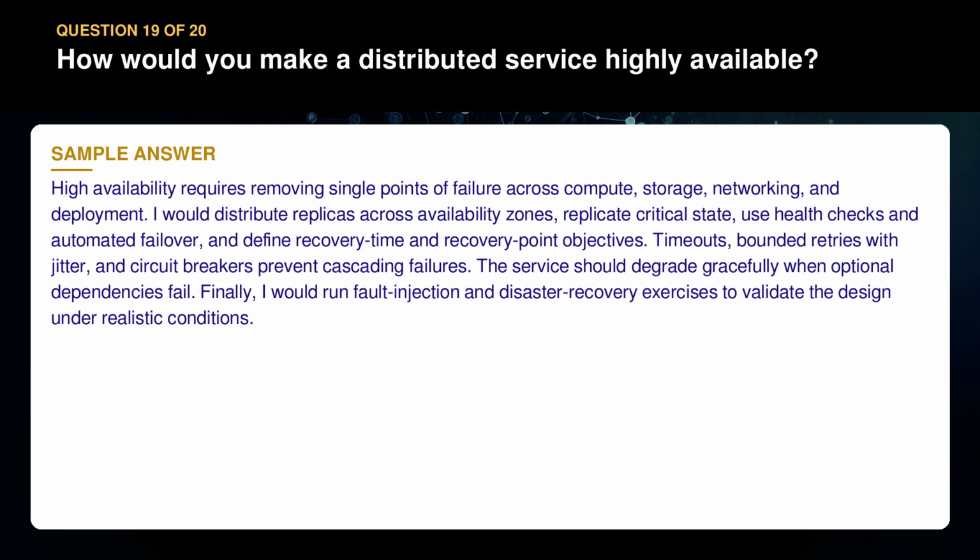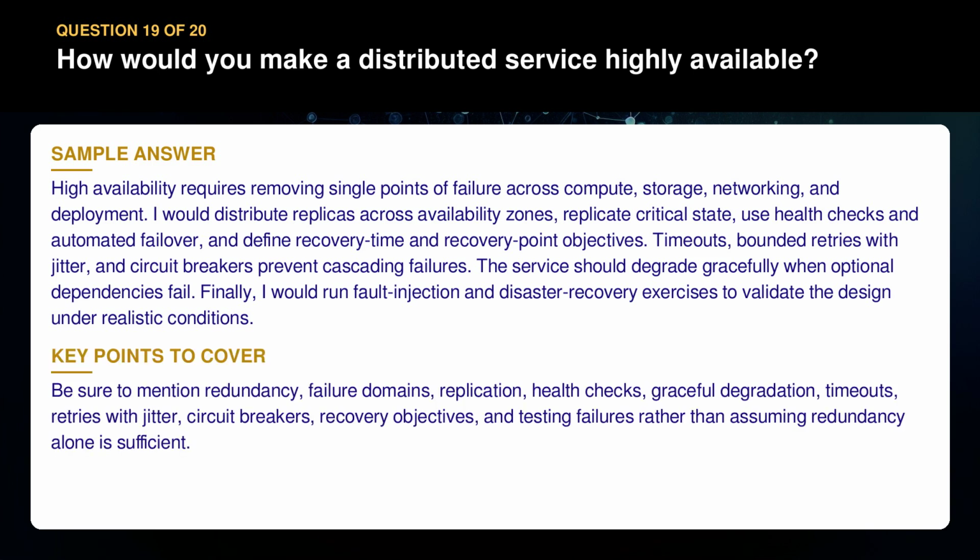High availability requires removing single points of failure across compute, storage, networking, and deployment. I would distribute replicas across availability zones, replicate critical state, use health checks and automated failover, and define recovery time and recovery point objectives. Timeouts, bounded retries with jitter, and circuit breakers prevent cascading failures. The service should degrade gracefully when optional dependencies fail. Finally, I would run fault injection and disaster recovery exercises to validate the design under realistic conditions.